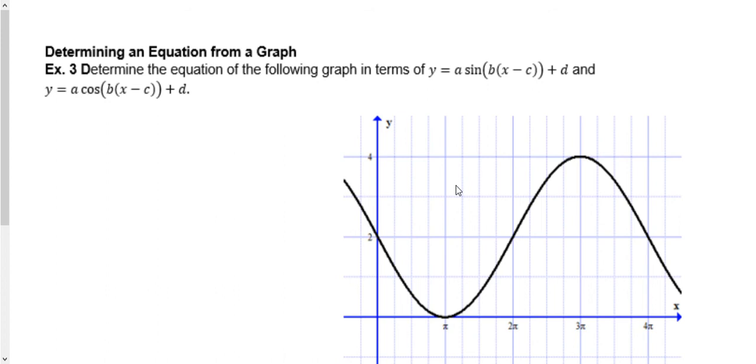So first thing I need to do is find my max and min. It looks like our maximum value is around here, so I'm going to put a coordinate dot there.